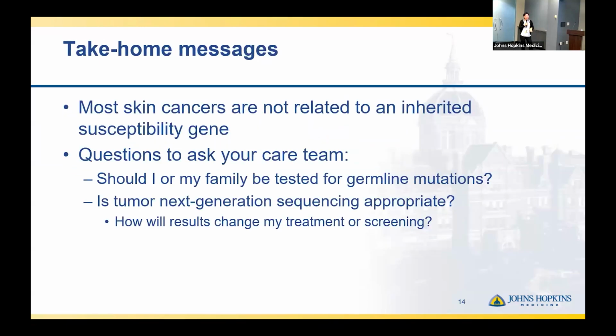So take-home messages, again: though most skin cancers are not related to an inherited susceptibility gene, you should discuss two primary questions with your care team. Should I or my family be tested for germline or inherited mutations? And if one does have a diagnosis of melanoma, most commonly this is important in metastatic melanoma, is tumor next generation sequencing appropriate? And how will those results change my treatment or my screening?